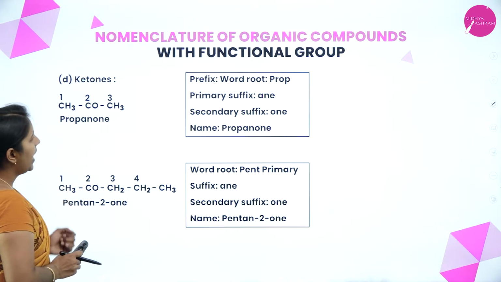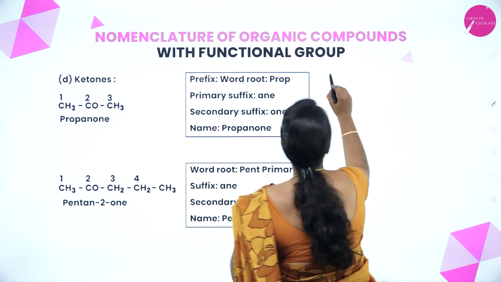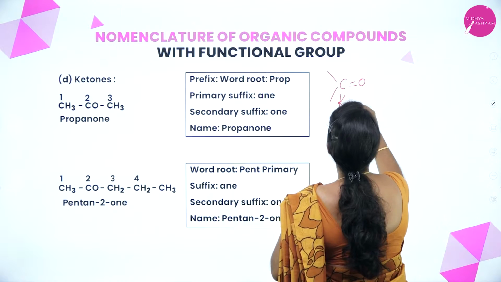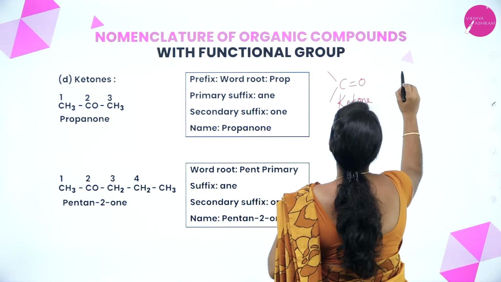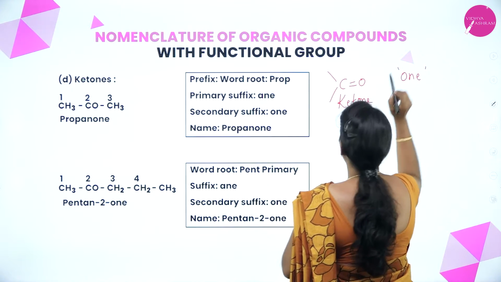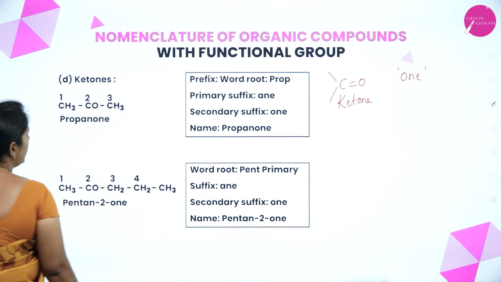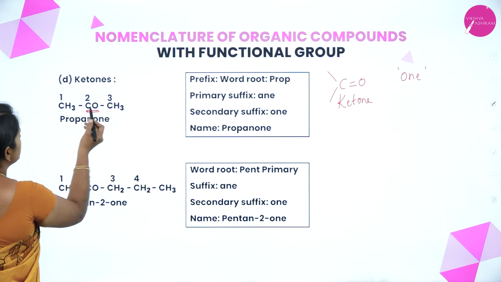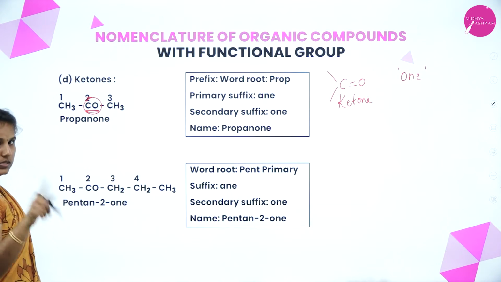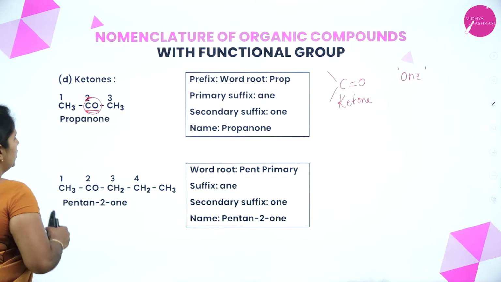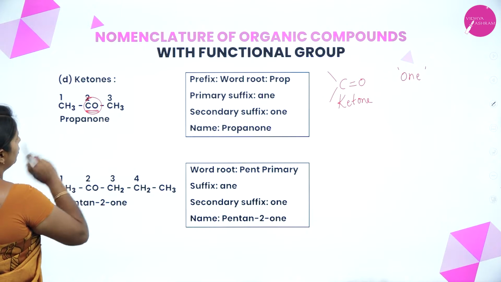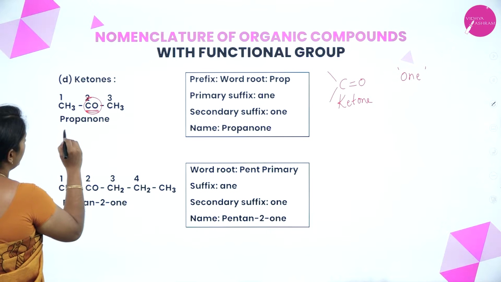Next, we have a ketone and the functional group is C double bond O. This is a ketone and it should end with the suffix ONE. See that? This is a functional group, CO, this is a ketone, CH3COCH3. This functional group-containing carbon should also get what? The least number.